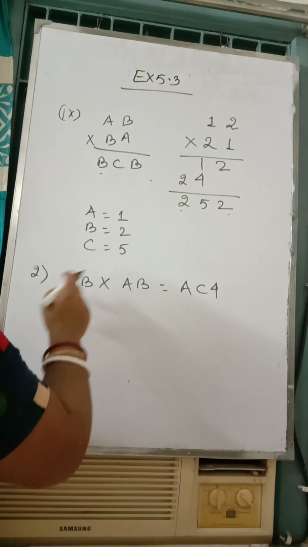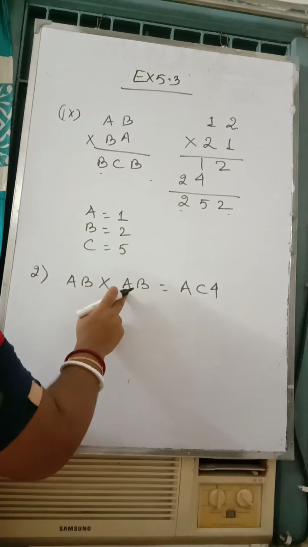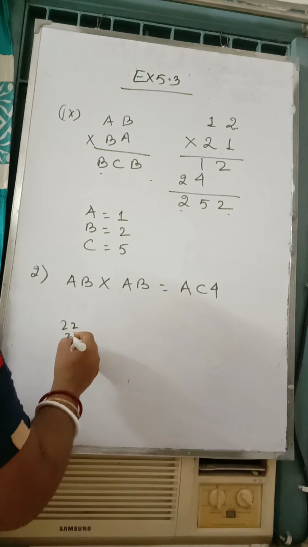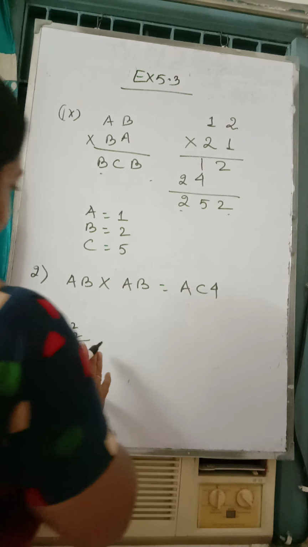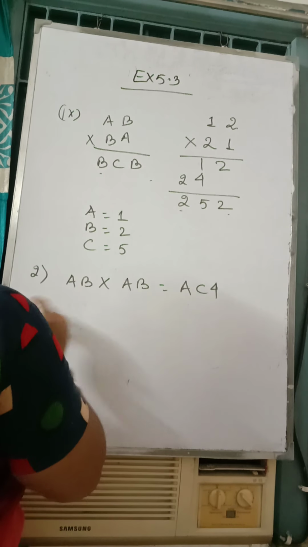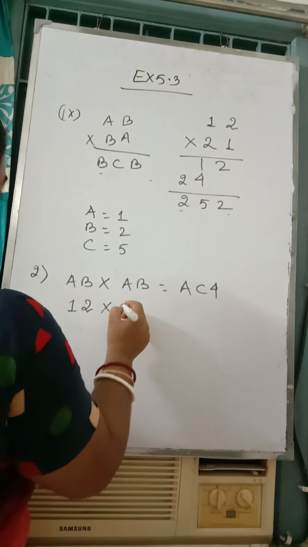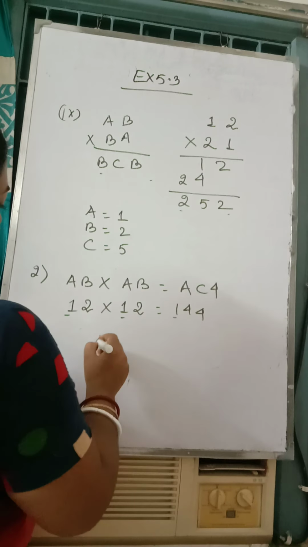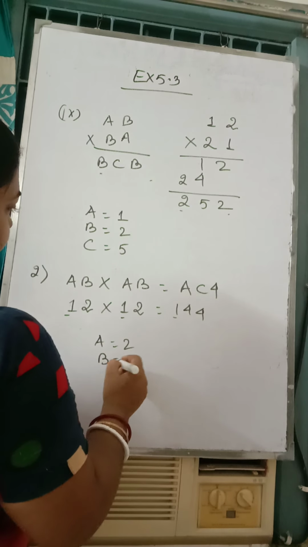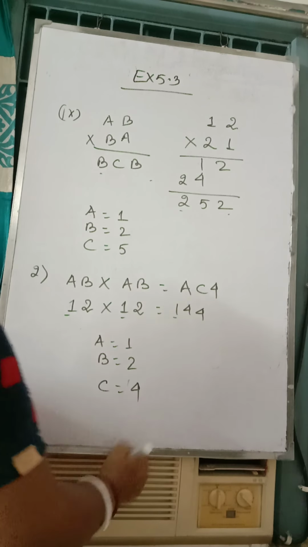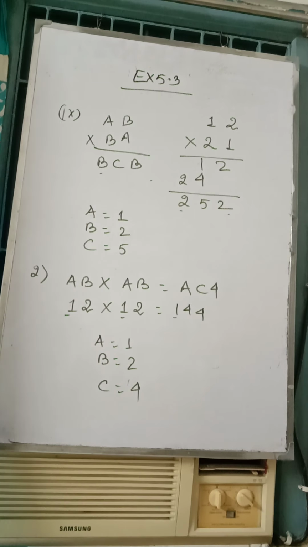Now if I multiply, then the first digit A should also end the same. If I take 22, A and B we cannot take the same, is it? If I take 32, it will be more than 3 digits. It means we have to replace with 1 and 2, 144. So the value of A remains the same. A is equal to 1, B is equal to 2, C is equal to 4 for question number 2. So you just have to use the tricks, my dear.